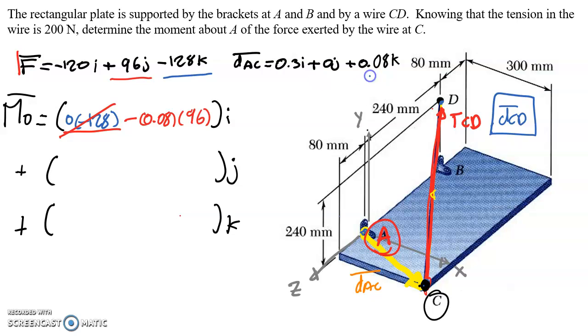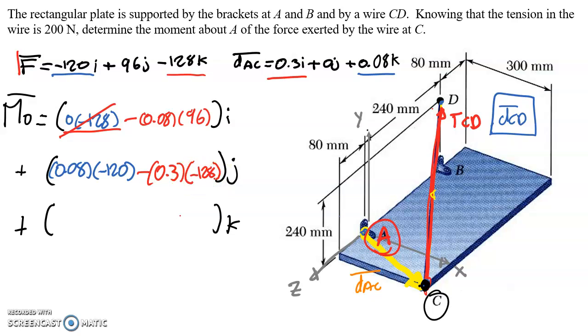Then for the components in Y, we will use distance in C, force in X, minus distance in X, force in C. This will deliver that we have 0.08 times minus 120, minus 0.3 times minus 128. Here we don't have any component that actually goes to 0, so we have to calculate this.